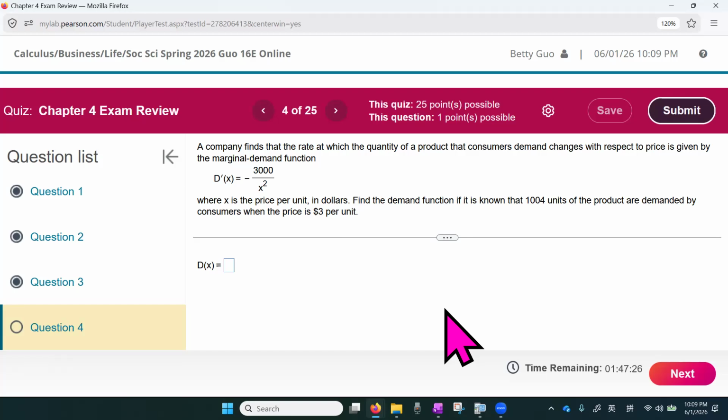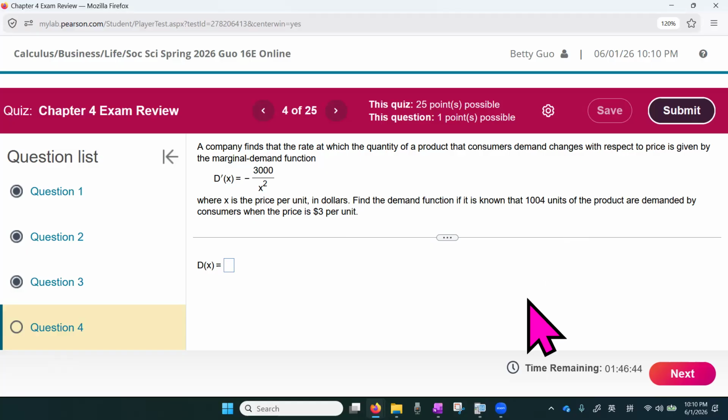Number 4. A company finds that the rate at which the quantity of a product that consumers demand changes with respect to price is given by the marginal demand function. So D prime is given. D of x is the demand function. D prime is the rate of change, the marginal demand function, negative 3,000 over x squared, where x is the price per unit in dollars. Find the demand function if it is known that 1,004 units of the product are demanded by consumers when the price is $3 per unit.